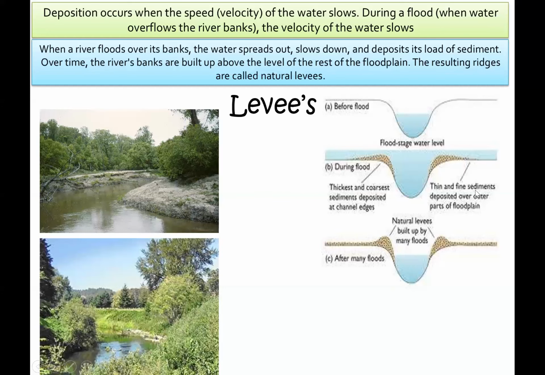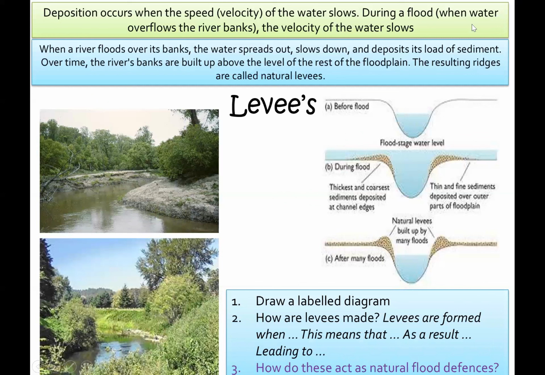So what I'd like you to do, have a go at drawing those 3 diagrams with the labels to explain how they're formed, and then use my statements to explain how they are made. So levees are formed when. This means that, as a result, leading to. You can use the information from up here that I've already given you, and then if you want a challenge, you can say, how do these act as natural flood defences?